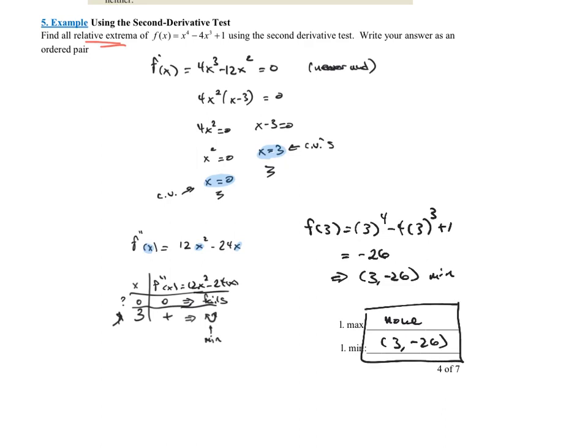So, because it told us to use the second derivative test, we don't have to worry about x equals 0. If we wanted to, we could do the first derivative test at x equals 0 to see if that's a maximum or a minimum or neither as well.